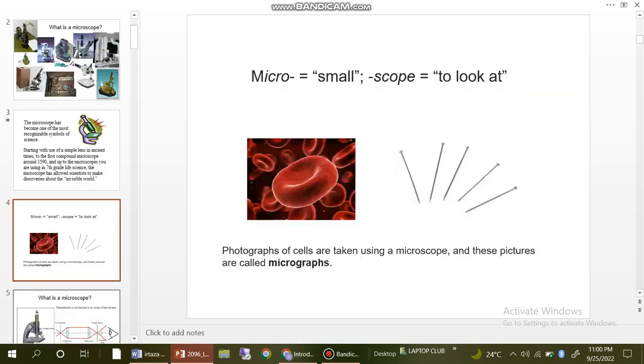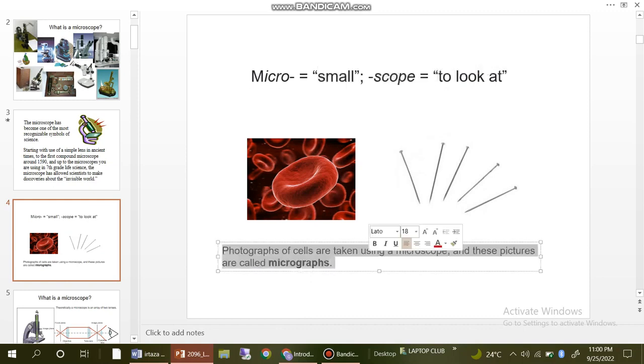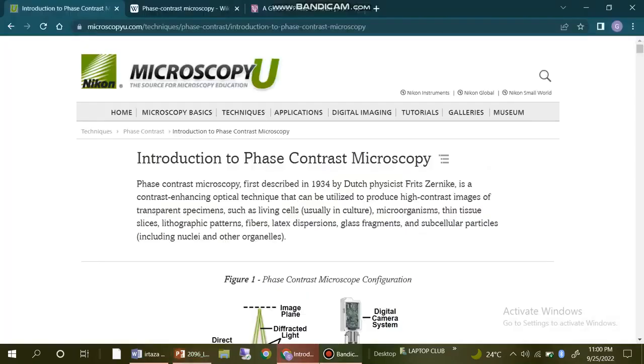Also you can see here the word micro, which means small, and scope, which means to look at. Photographs of cells are taken using a microscope and these pictures are called micrographs.